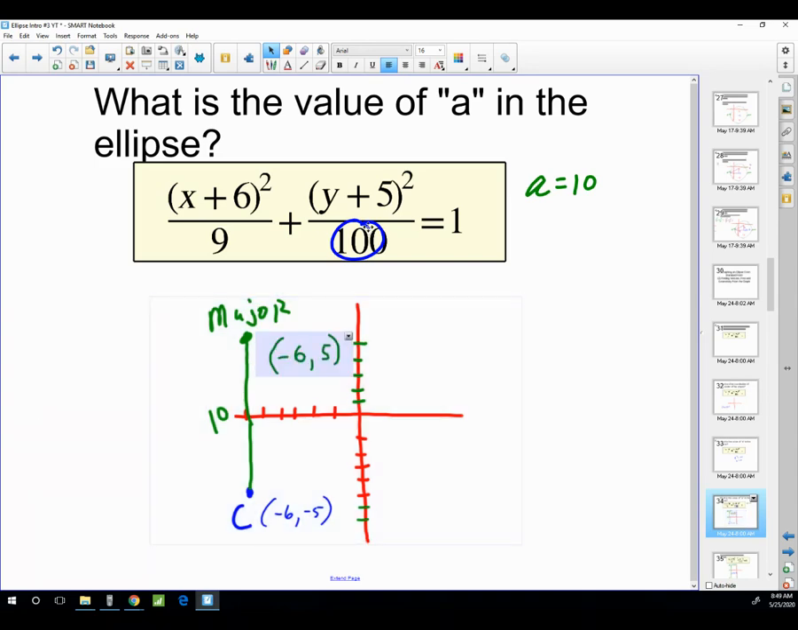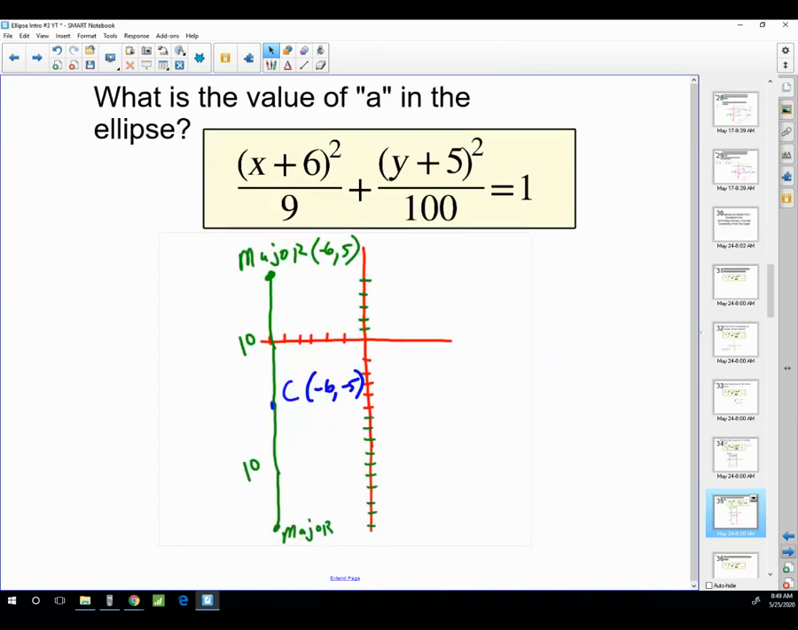I probably at Socrative will ask you, what is one of the major axis endpoints? And you only have to tell me one. And it doesn't matter which one. Well, if we go up 10 to get one, we go down 10 to get one here. And then that coordinate should be -6, -15. Just subtract 10 from the y coordinate.